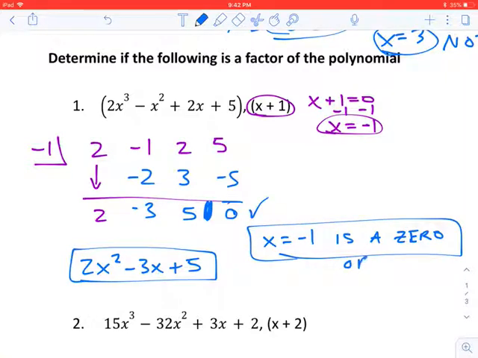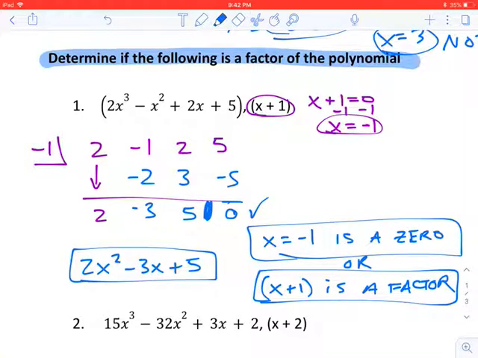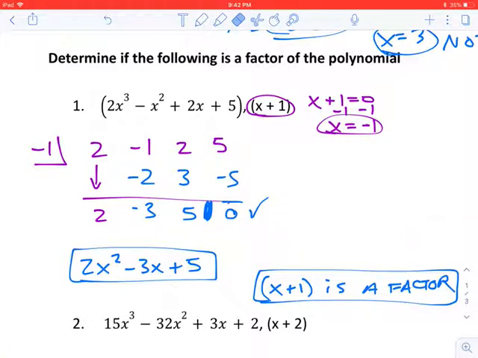And then we can now say x equals -1 is a 0, or is a solution. Or you can say x plus 1 is a factor. Both of those mean the same thing. So in this case, I want to answer the question. The question in this case, determine if the following are factors. So I just need the bottom one, so I can kind of get rid of this top one. X plus 1 is a factor. There we go.